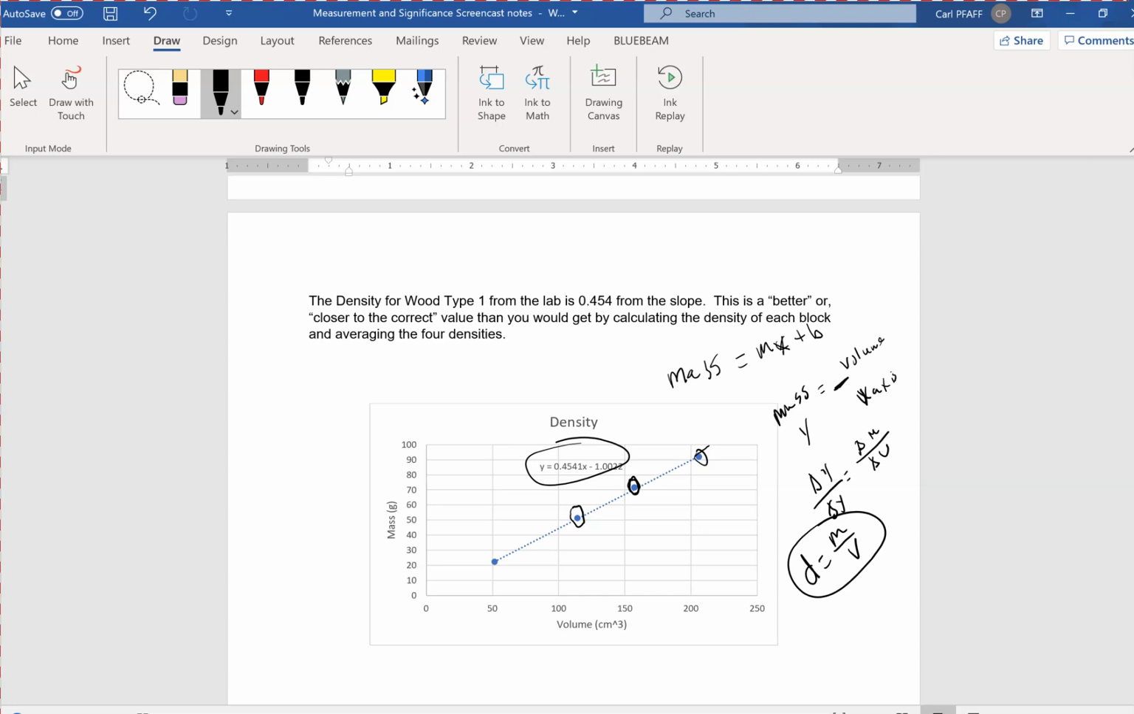All right, now the 0.454 is a little bit higher than the average you get by calculating all the volumes and then finding the density of each block and averaging it. You get like a 0.42 value. But here you get a 0.45, which is much closer to the correct answer. And that's what we want to make sure we do.